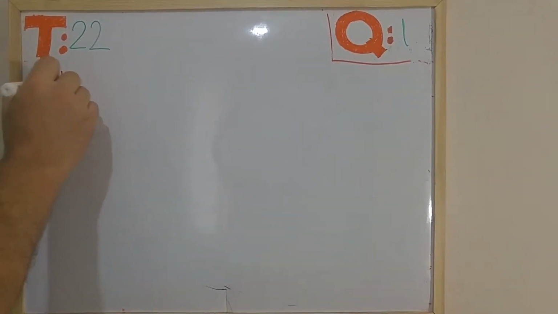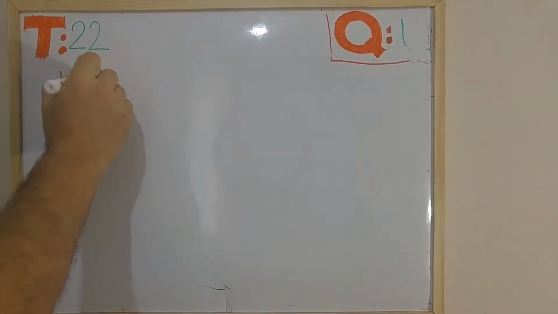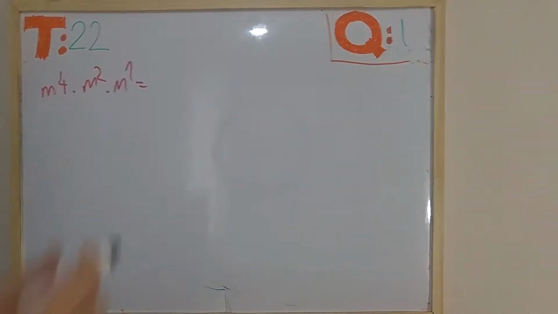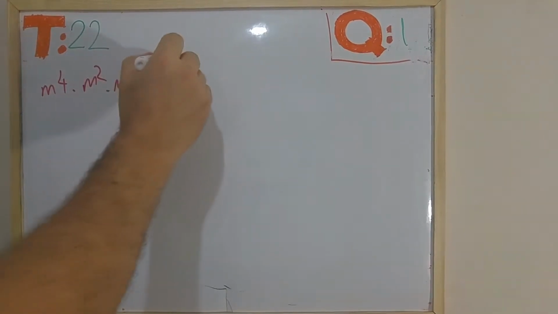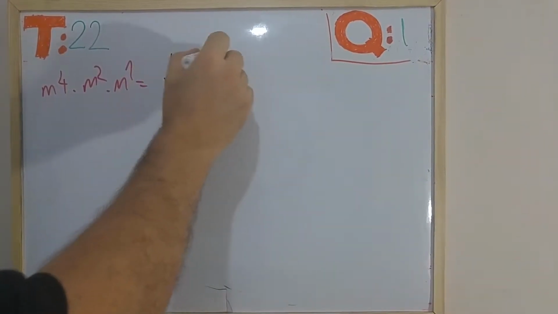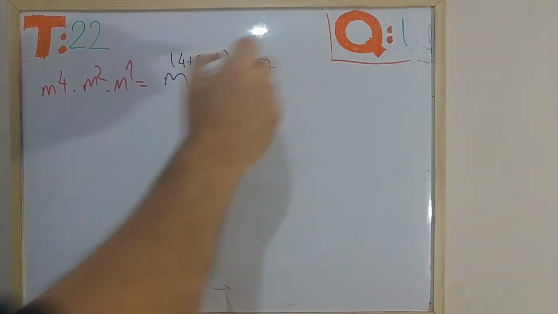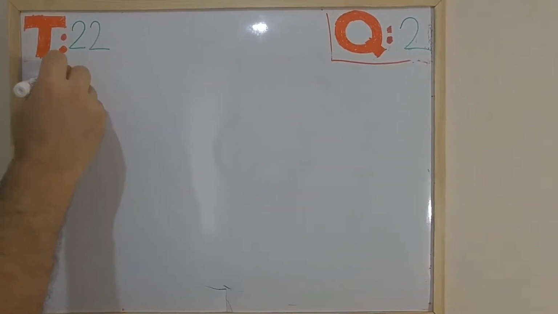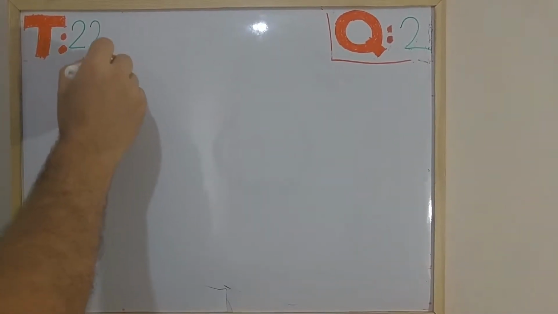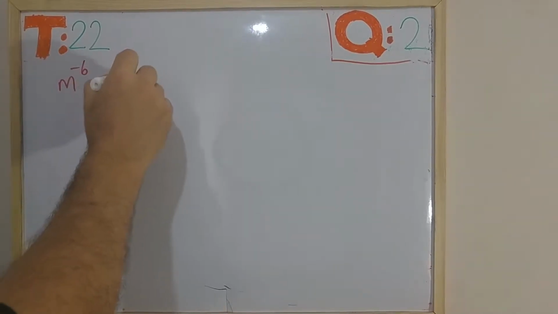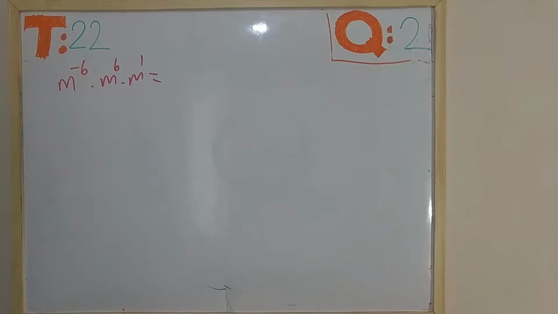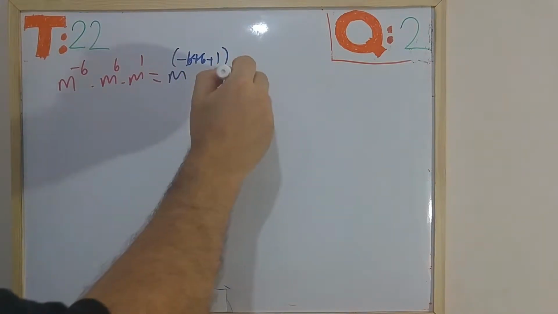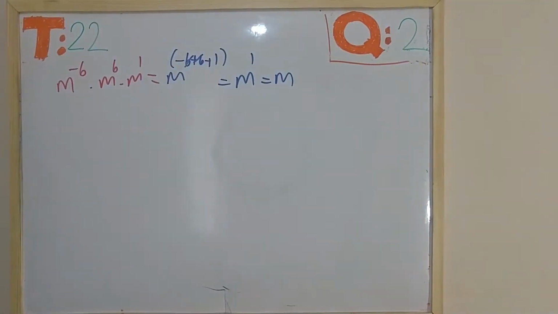m to the 4 times m squared times m to the 1 is equal to m to the, we have to sum up the powers, 4 plus 2 plus 1, which is equal to m to the 7. m to the minus 6 times m to the 6 times m to the 1 is equal to m to the, summing up the powers, minus 6 plus 6 plus 1, which is equal to m to the 1, or you can say m.